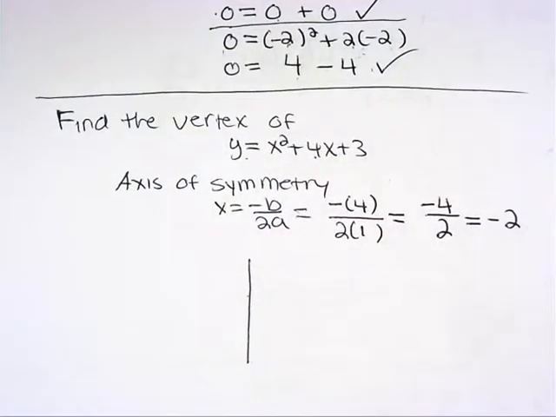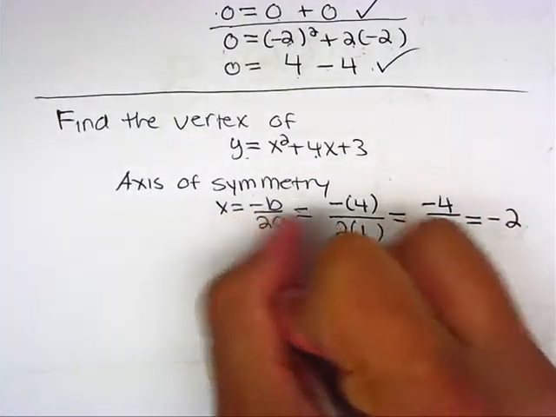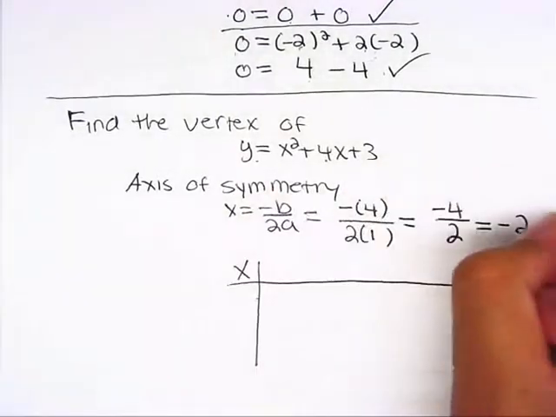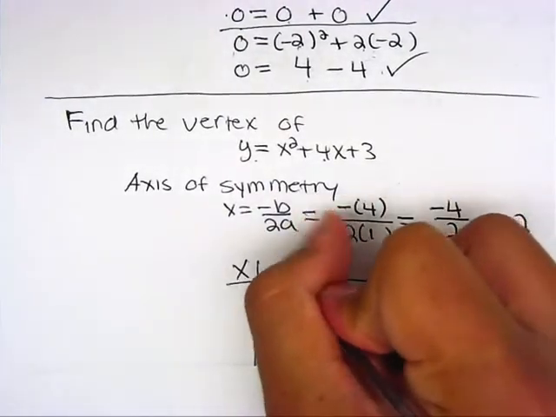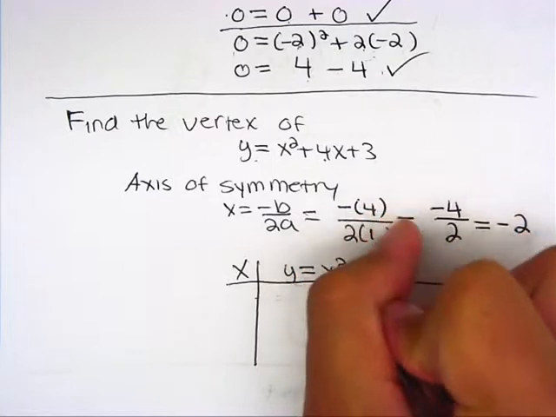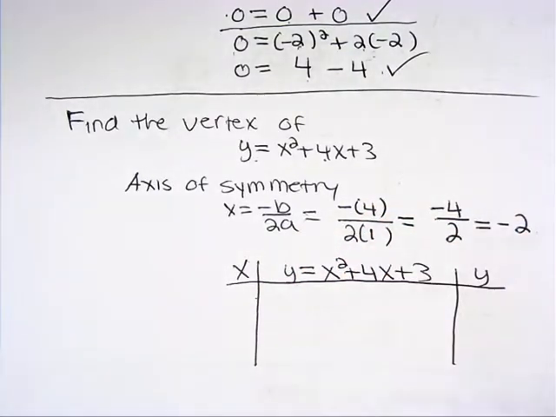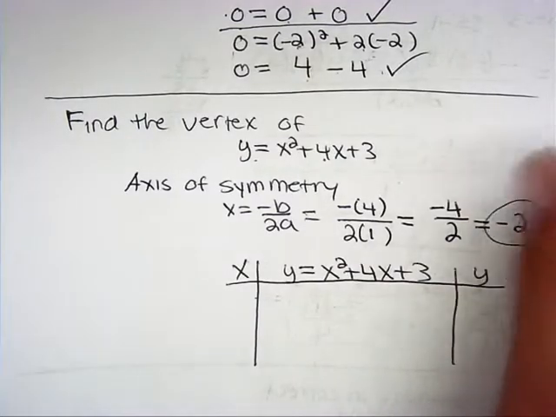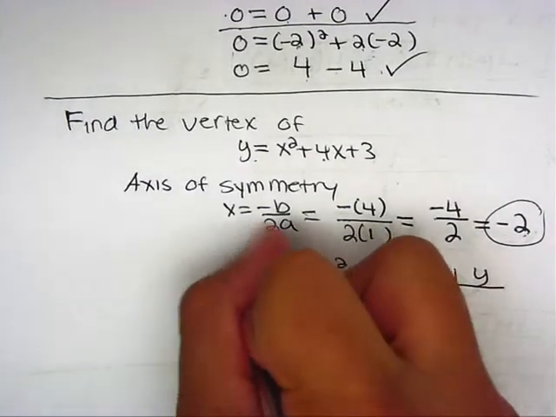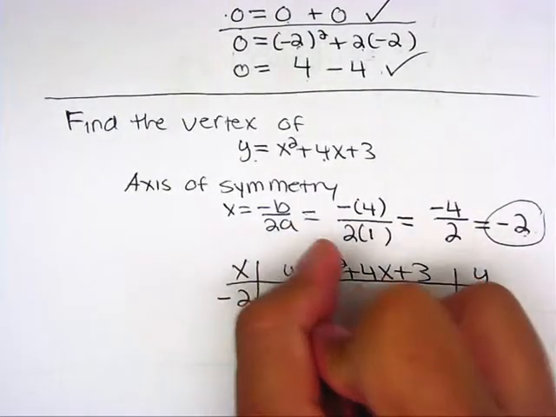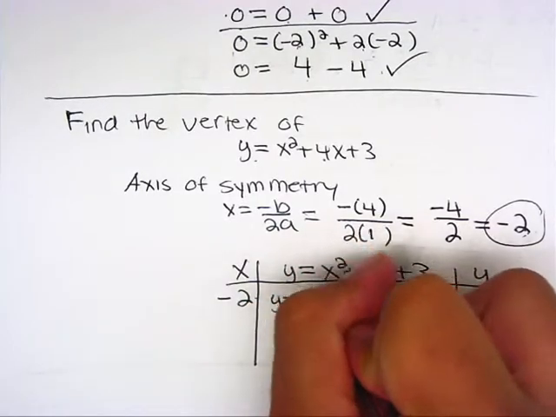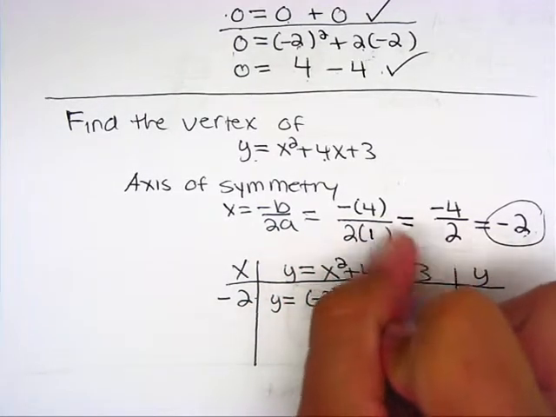My step after that is create my chart. Here's x, here's y, and here's my equation. The first number that I plug in is my axis of symmetry, which is negative 2. So wherever I see an x, I'm going to plug in negative 2.